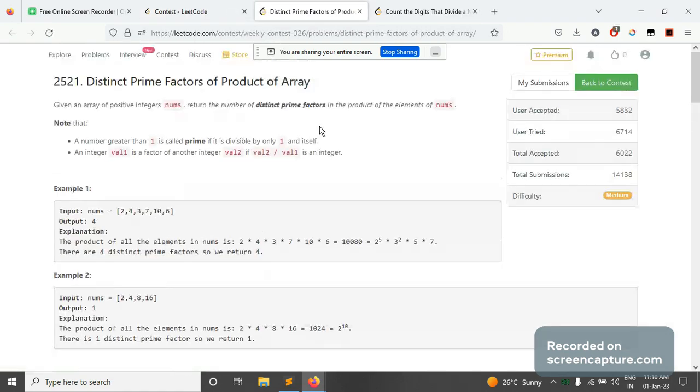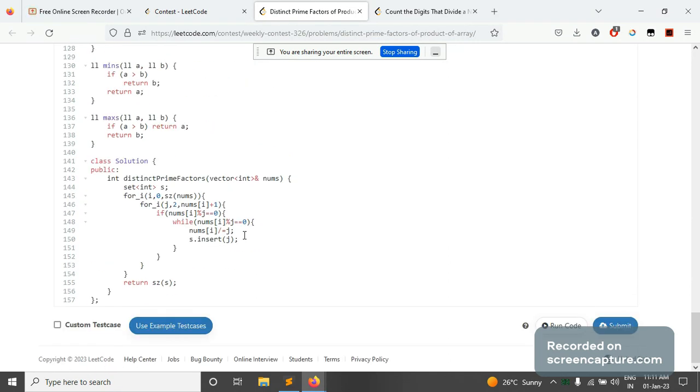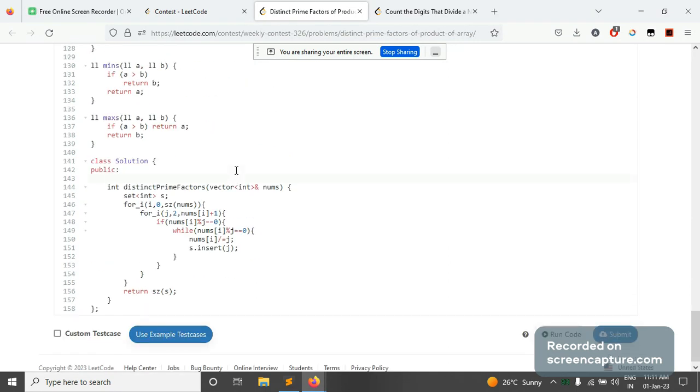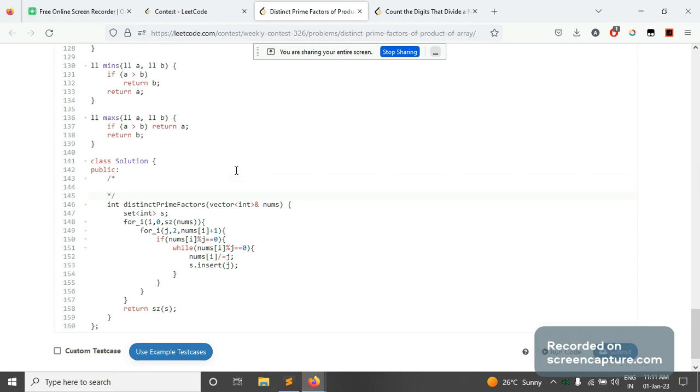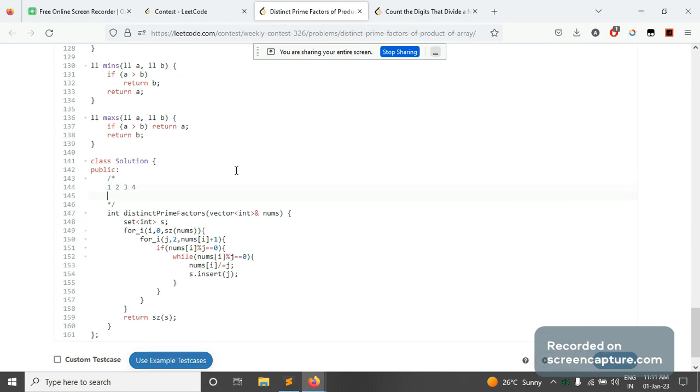So this is also a basic question, nothing fancy. We are given an array of nums, and we have to return the number of distinct prime factors that will be present in the product of elements of nums. Suppose we are given an array, just ignore the solution for the moment. Suppose the array is given like 1 2 3 and 4. So the product of these will be 4 times 3 is 12, 12 times 2 is 24, so 24 will be the product.